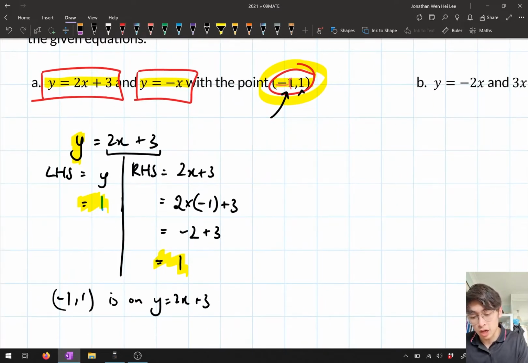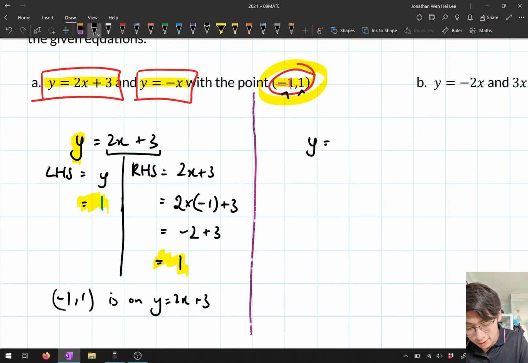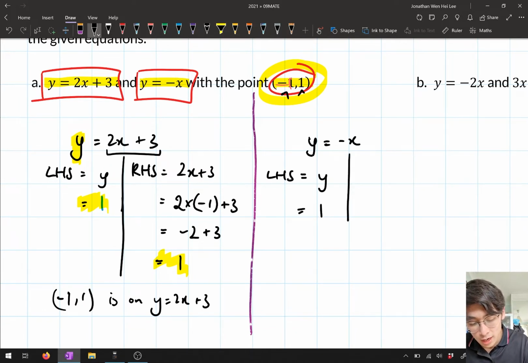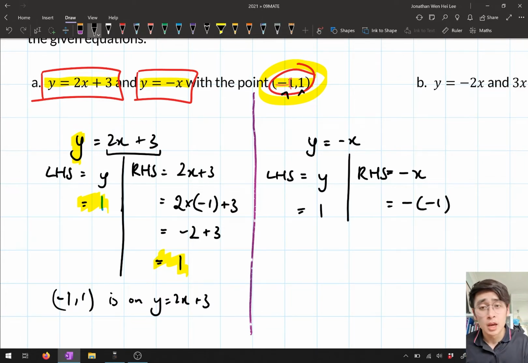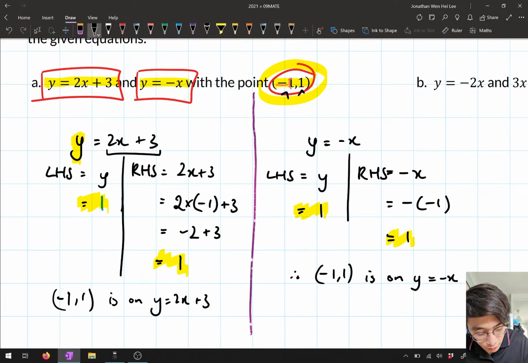So here, I'm just going to check it for the other equation. I'm going to draw a line to break it up. The other one is y is equal to -x. We're going to do this exact same step. So left-hand side, we're replacing y with 1. So here we've got left-hand side is equal to 1. Now on my right-hand side, I have -x, and I'm just going to substitute -1 into this. So when I substitute -1, I get -(-1), which will just give me 1. And if you notice, both of these also have the same value. So therefore, -1, 1 is on the line y is equal to -x.